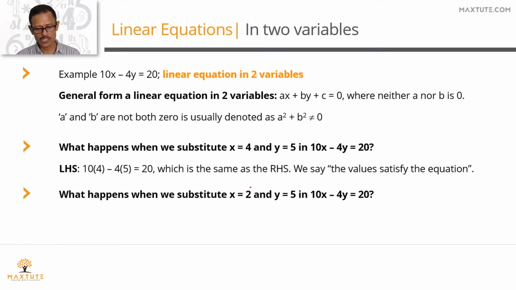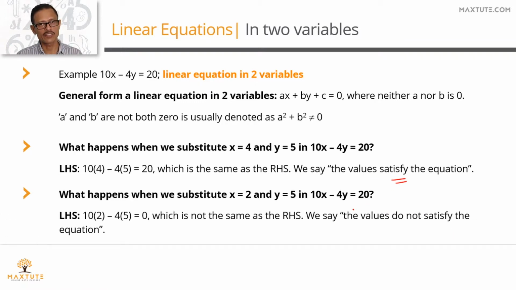So when I substituted (4, 5), the LHS was equal to RHS. We said the values satisfy the equation. (4, 5) satisfy the equation. (2, 5) did not validate. LHS was not equal to RHS. We'll say that the values do not satisfy the equation.